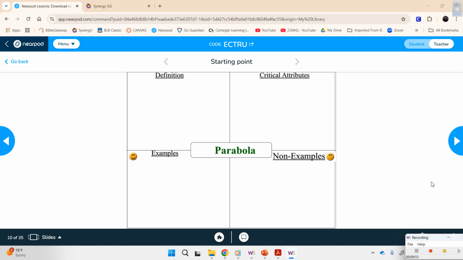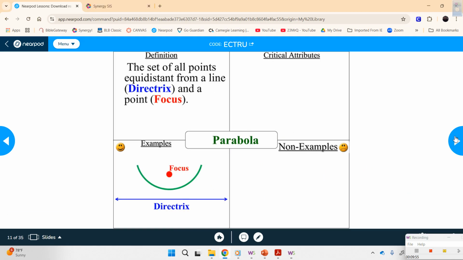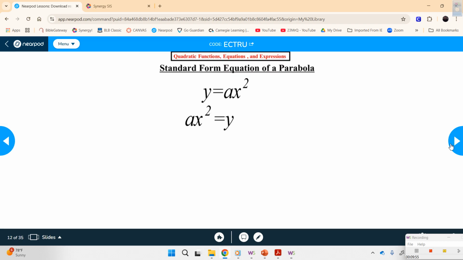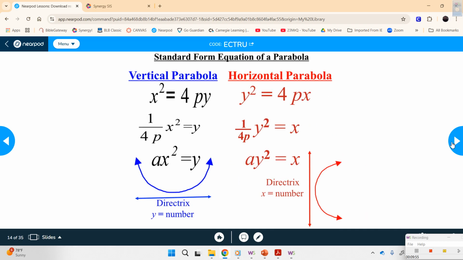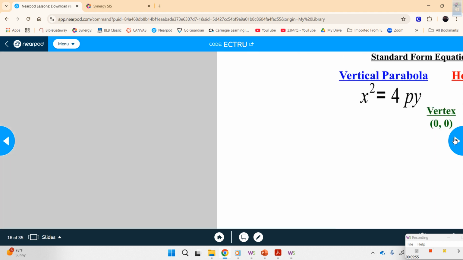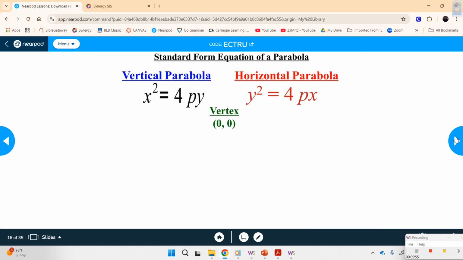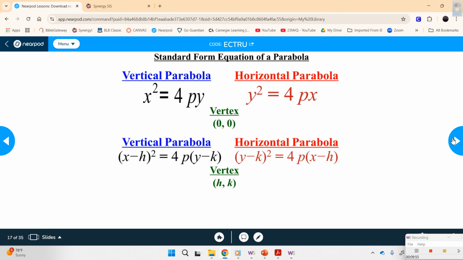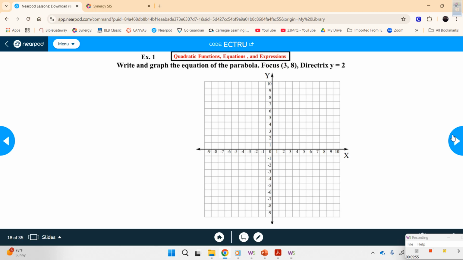9, 3, 2, 1. There it is. You should have written something to the effect of equidistant points from the directrix and the focus. All right, so from there we went to this equation. From there, we said we needed a new equation when the vertex was not 0, 0. So we got our new equation. And then from there we did some of these problems, yes?